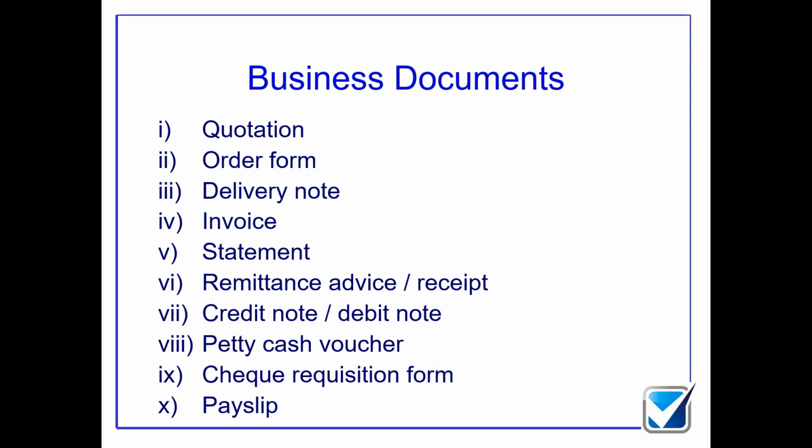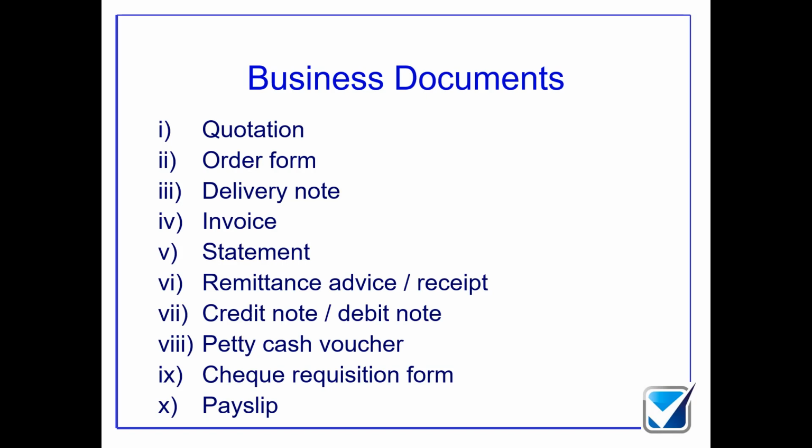The statement summarizes all of the invoices over a period of time and all of the cash payments. So the invoice tells me what's happened for a single transaction. The statement tells me what's happened over a period of time and will include usually several invoices.